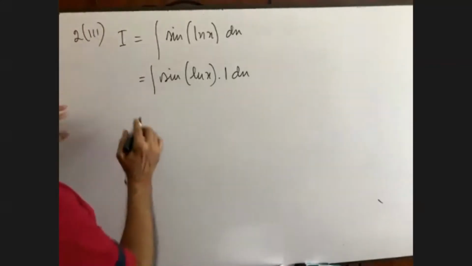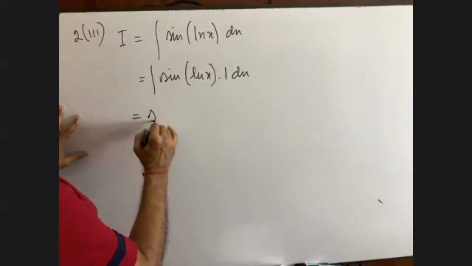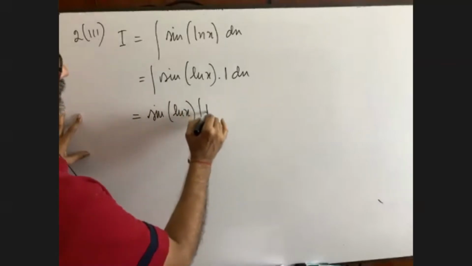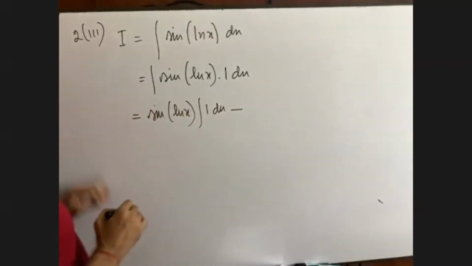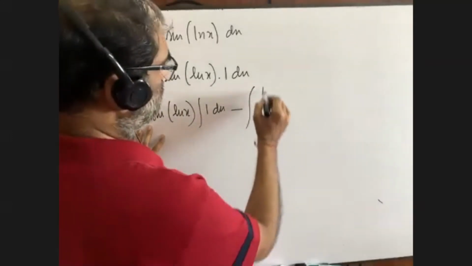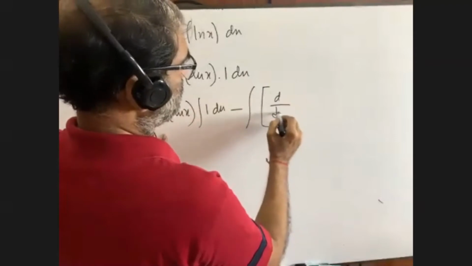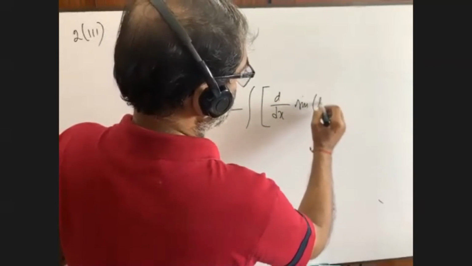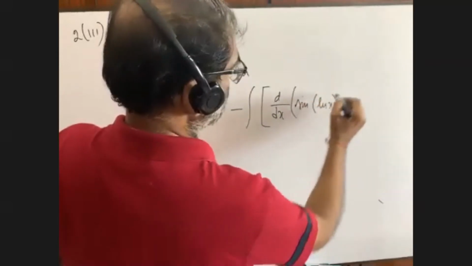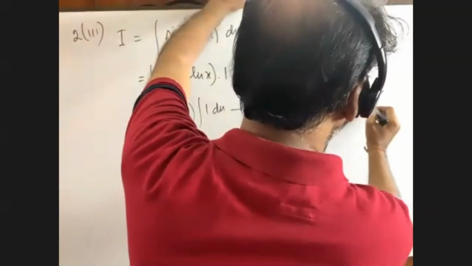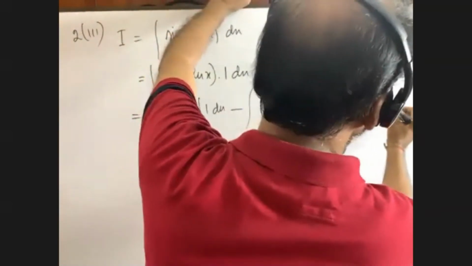Now you have to do this math, you see. So what will you do? Sin ln x times the integral of 1 dx. Okay, minus integration sign, third bracket, d by dx of sin ln x, then integration of 1 dx, third bracket is closed, again dx.